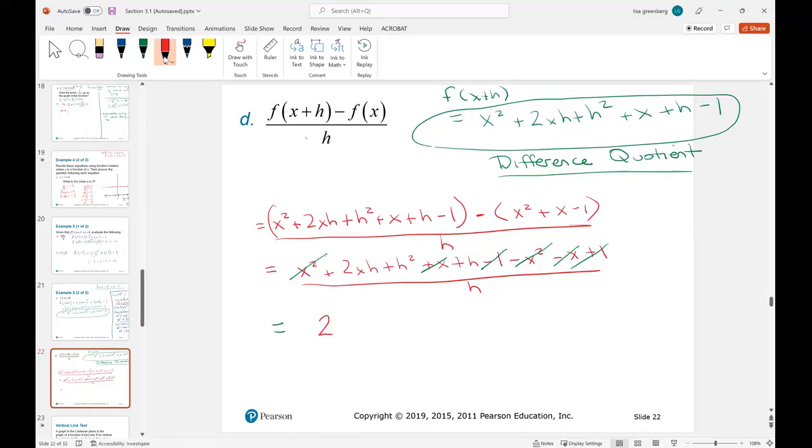And let's just pick the ones I have left. So I have 2xh plus h squared plus h. And it looks like everything else is missing over h.